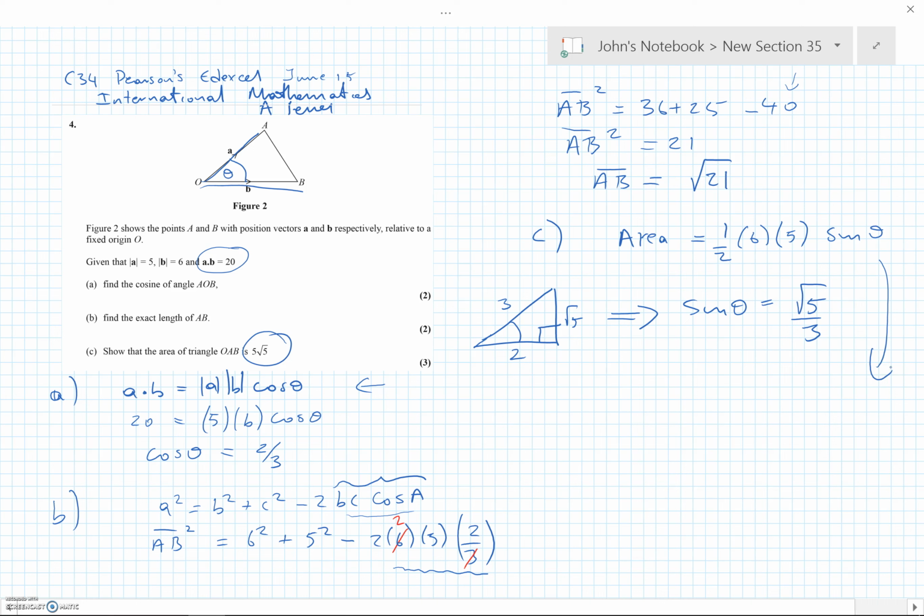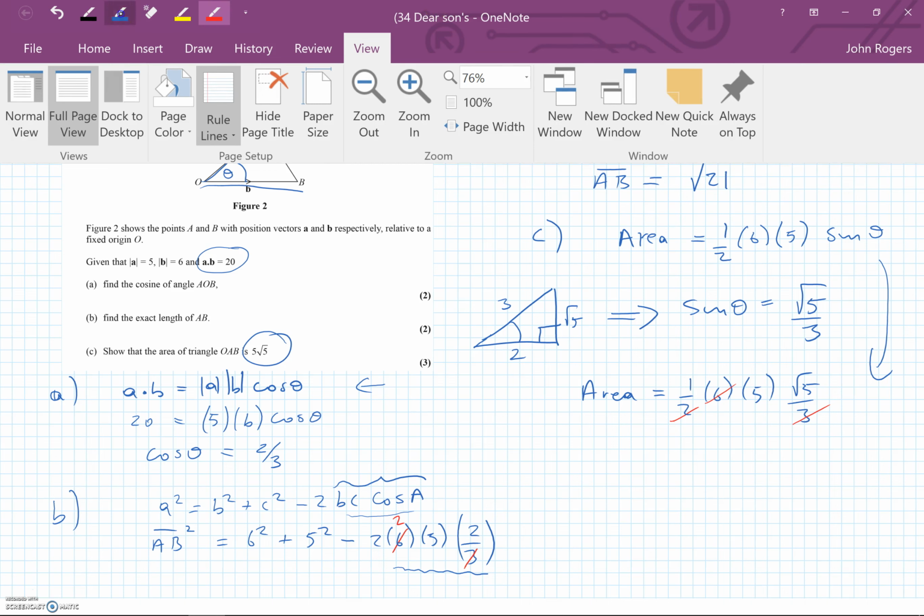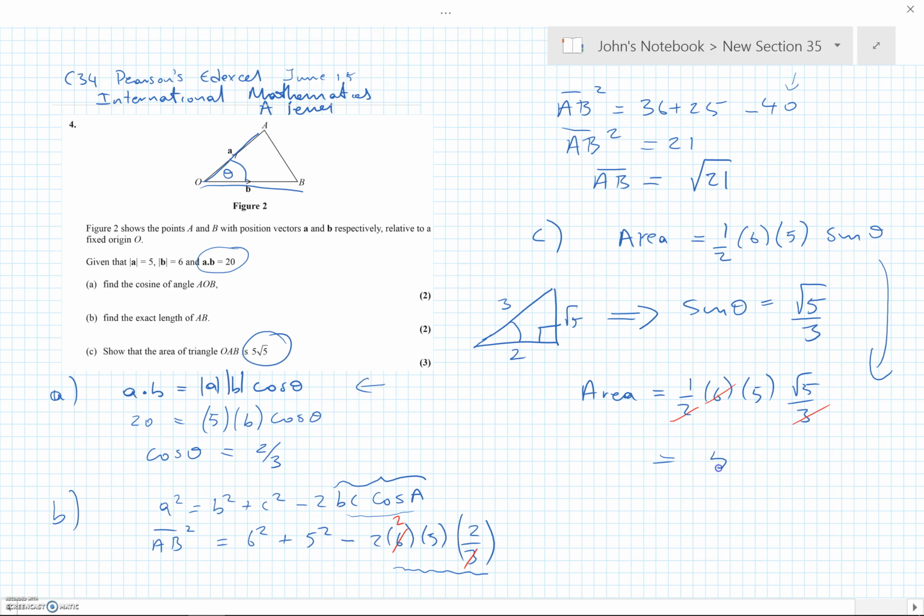Okay, so that sine theta is square root of 5 over 3, and we're nearly there. Area equals half times, just write the whole thing out again. Okay, I'm going to do a bit of cancelling. I like cancelling. I try to avoid the calculator as much as I can. There we go. That gives 5 square root of 5 as required. Really need to be bagging those marks, folks. That was not difficult. Cheers.